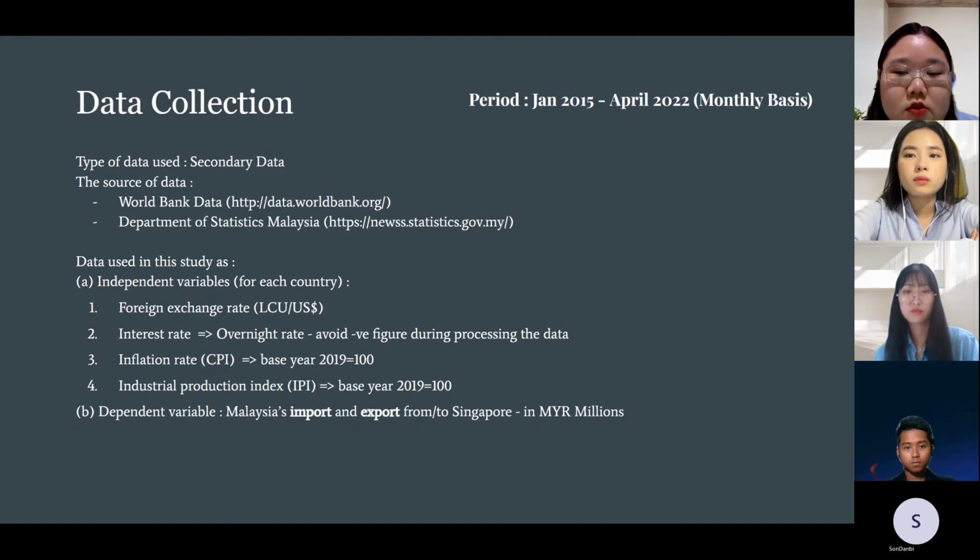We use the base year 2019 equal to 100 as the measuring variable for inflation rate and industrial production index for the two countries. The dependent variables are Malaysia's import and export from or to Singapore, and the measuring unit is in Malaysian ringgit millions. All the data are taken from January 2015 until April 2022 on a monthly basis. Next slide, please.